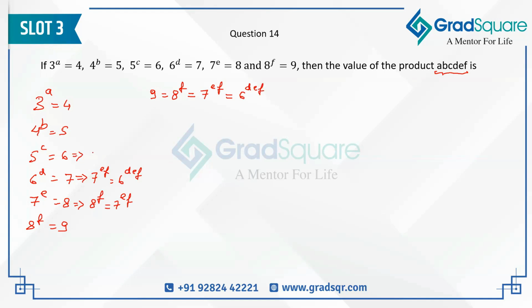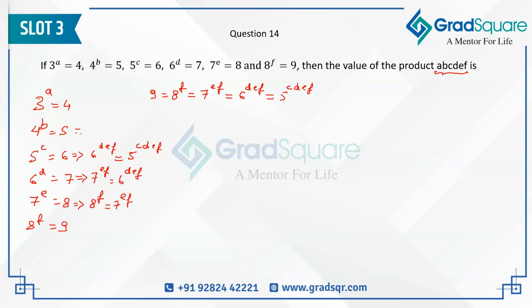Look at this once again. It's the same thing we have to continue to repeat. Raise this equation to the power of def. So what will you get? 6 to the power of def. And on the left hand side, what will you get? You'll get 5 to the power of cdef. So we are getting what? 5 to the power of cdef.